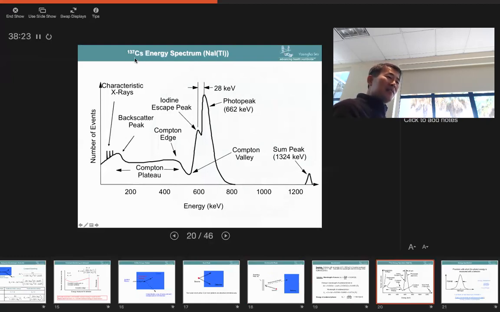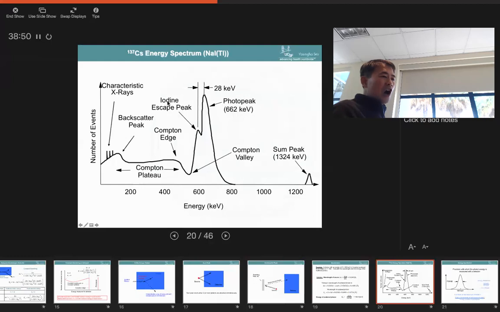Cesium-137, the energy spectrum measured by sodium iodide. I showed this picture before, but showing this energy spectrum again, now we can understand what this spectrum is really telling. Of course, the photopeak is coming from the incident photon energy, which is 662 keV. There should be a peak about that.